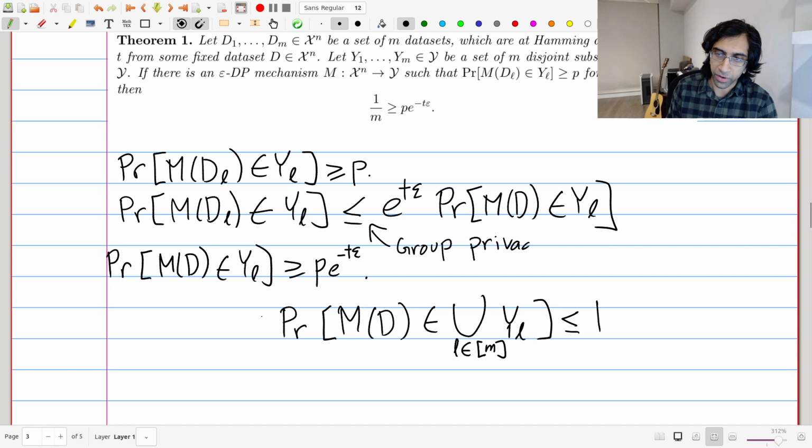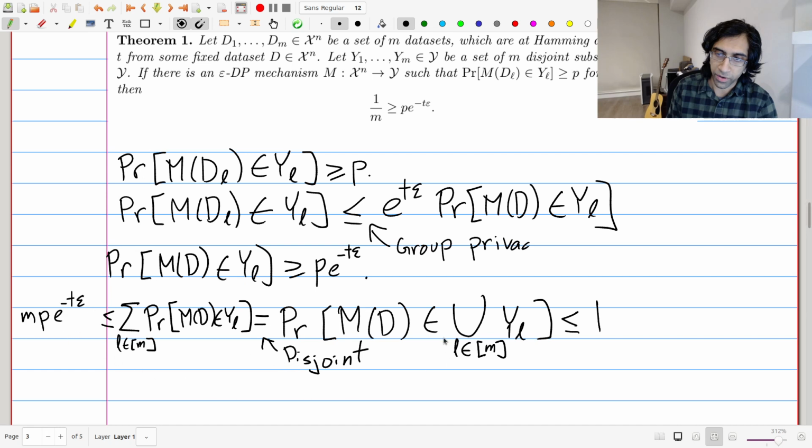The fact that they're disjoint comes in here: we just separate this union into a sum. And that gives us the summation of the probability that M of D is in Y_l, where the summation is again over l in M. Now, the last thing we use here is what we have had above. So this is going to be greater than or equal to, now we just replace the summation by m, because that's the number of terms in the summation, m times p times e to the minus t epsilon. And so yeah, that's the whole proof.